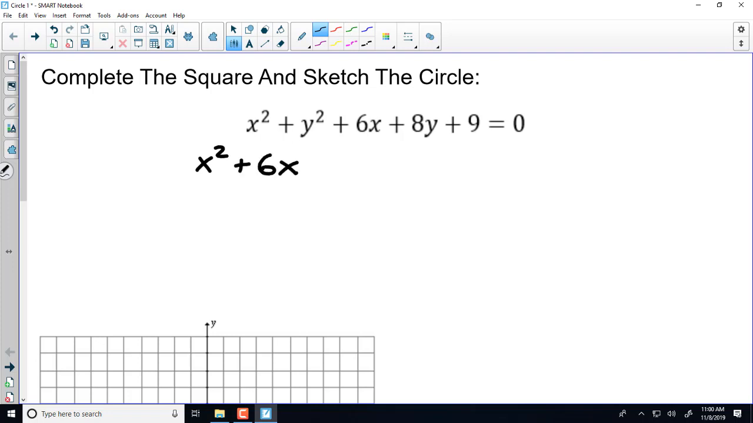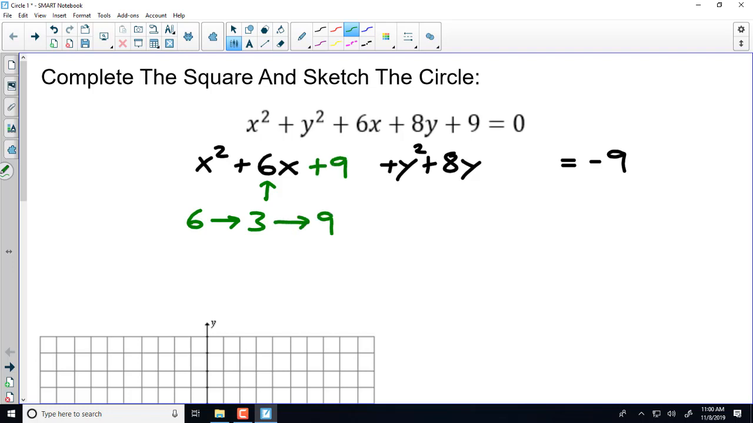So x squared plus 6x, leave a space, y squared plus 8y, and then I'm going to subtract the 9 from both sides. So group the x's together, group the y's together, forgot my squared, and then move the constant to the other side. All right, now to complete the square on the x's, we take a look at this number right here, which is 6. We cut it in half, which is 3, and we square it. That's a 9. So I'm going to add 9 to both sides.